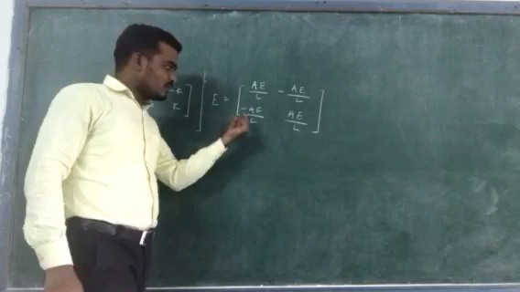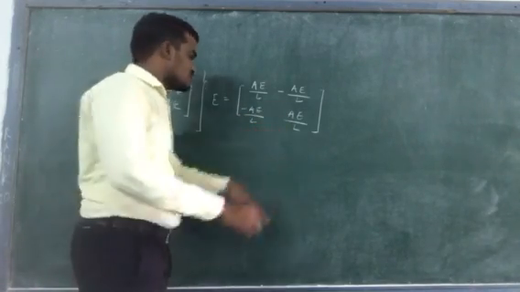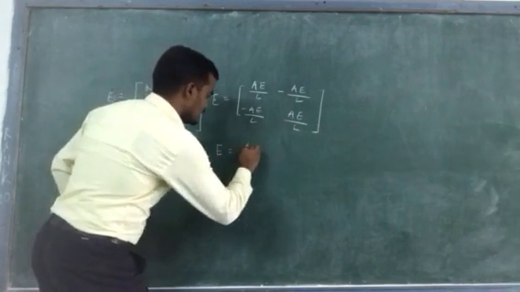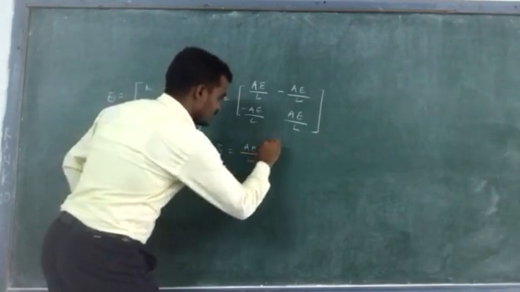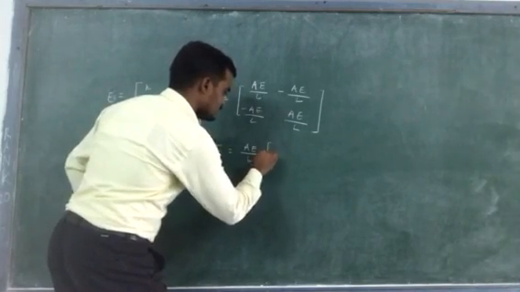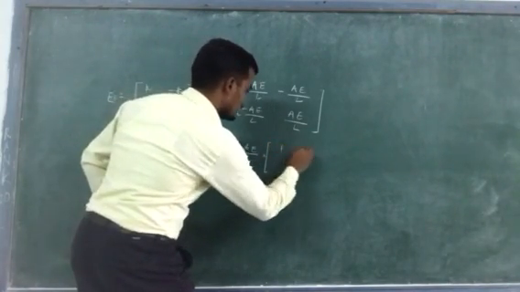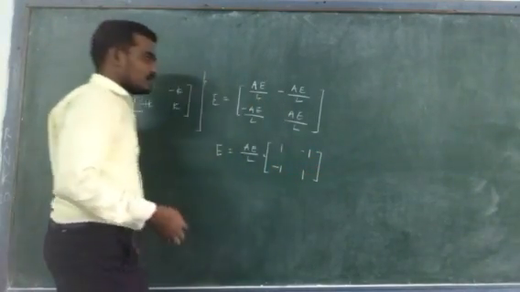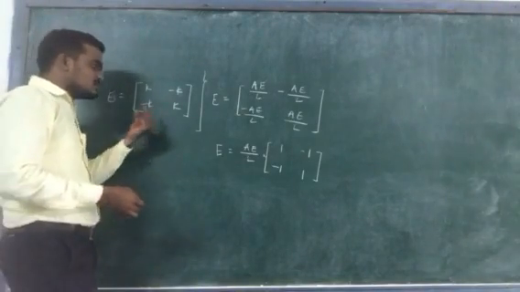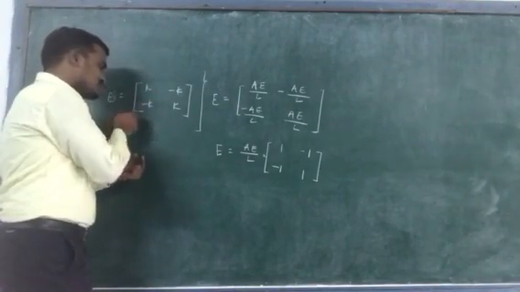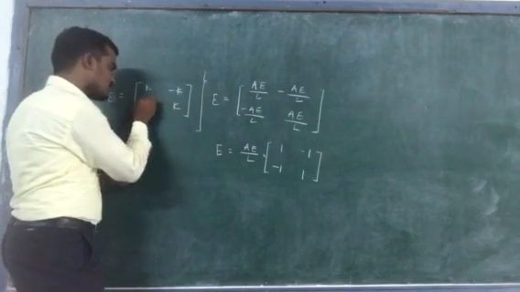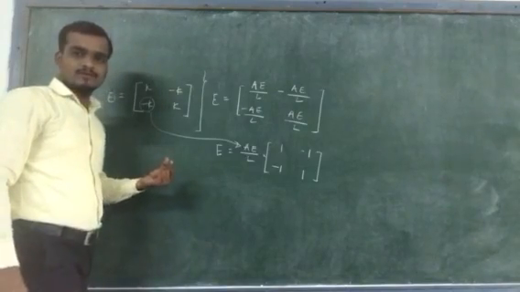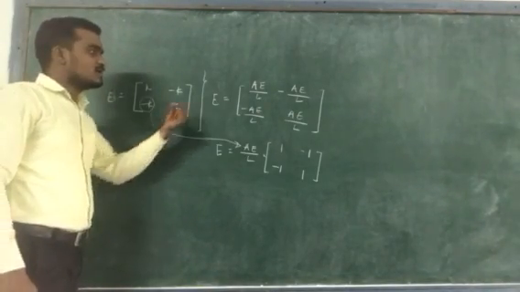We have written this elemental stiffness matrix in short form as k equals AE by L, taking AE by L as common, times the square matrix which includes 1, minus 1, minus 1, 1. Or you can write the elemental stiffness matrix similar to that for the spring element, but instead of K you need to write AE by L. Then you will get the elemental stiffness matrix for the bar element.